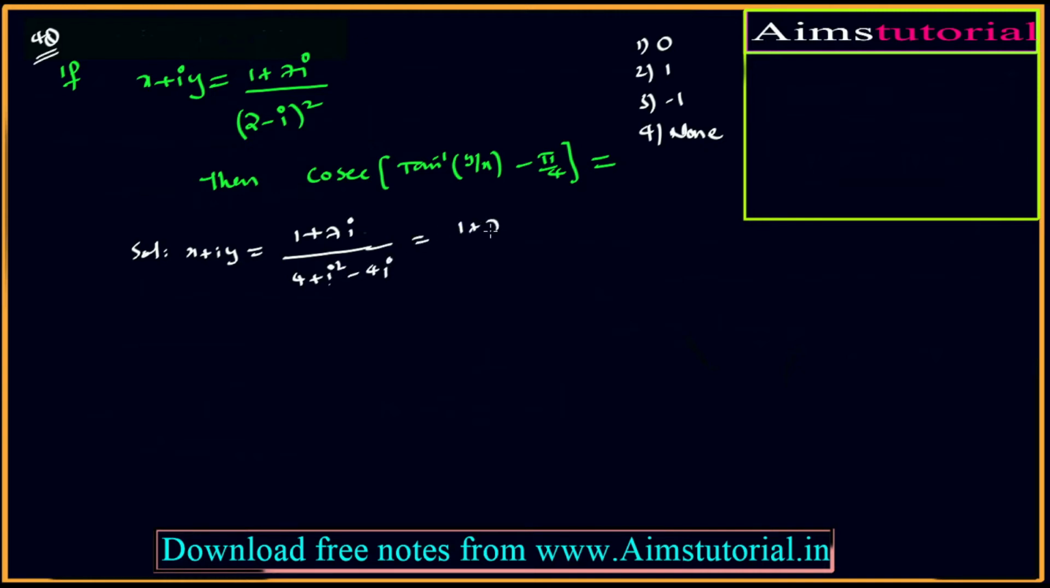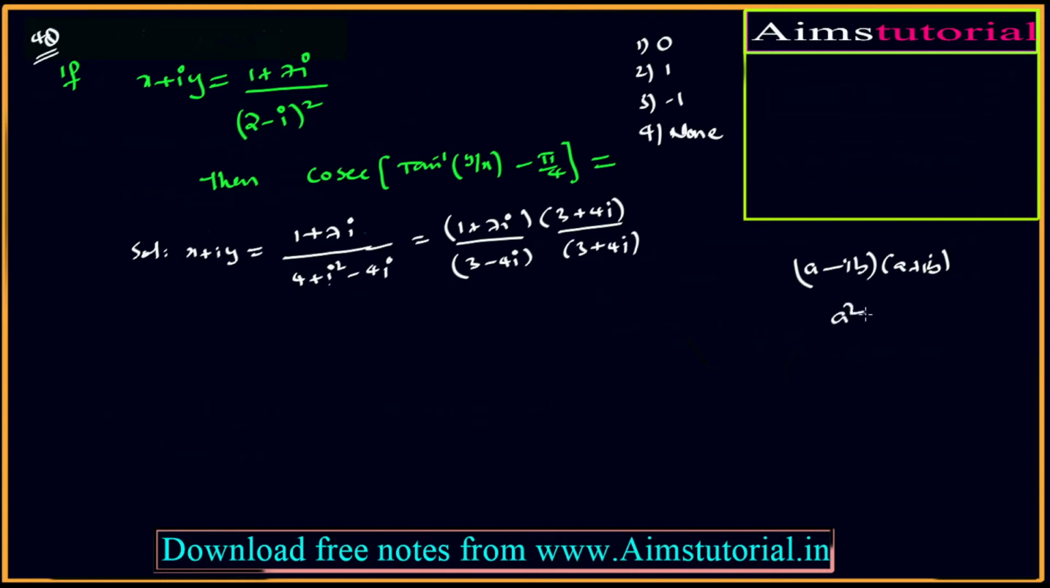So (1 plus 7i) divided by (3 minus 4i). Now rationalizing the denominator, multiply with 3 plus 4i and divide with 3 plus 4i. The denominator is (a minus ib) into (a plus ib). We know that (a minus b) into (a plus b) in general is a square minus b square, but in complex numbers it will become a square plus b square.